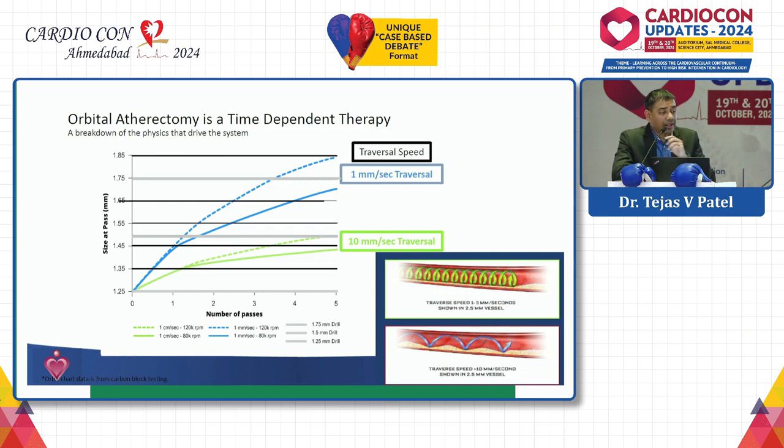Important things, as Dr. PKP sir has also mentioned, we need to go slow with orbital atherectomy. That is very, very important. You can see it here. When the speed is high, the orbital device will jump. So you should go slowly while the burr is rotating, and that will give maximum debulking as well as good therapy to the deeper calcium.